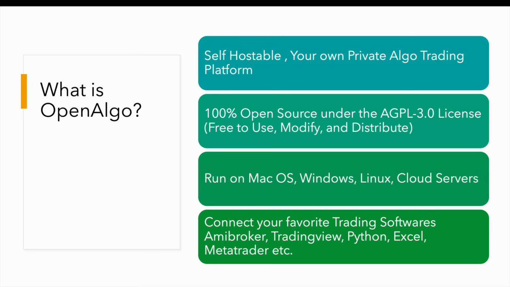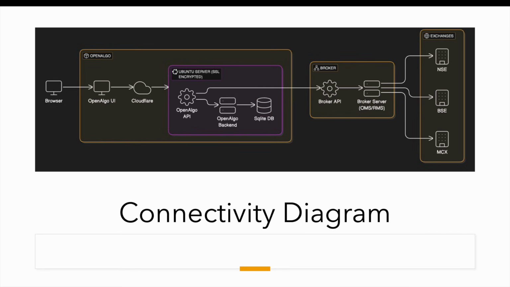We're going to learn how to host OpenAlgo and how you can run your own algo trading platform on your own private domain, right? So we're going to use an Ubuntu server for that. And here's the connectivity diagram. We're going to use Cloudflare, and connect our server to it so that we'll be able to access our application via Cloudflare, which is going to act like a security mechanism.